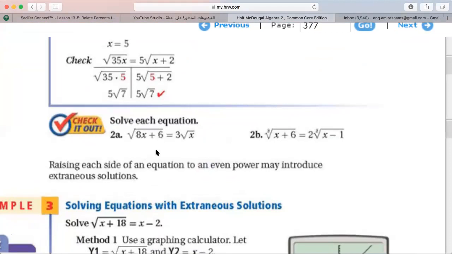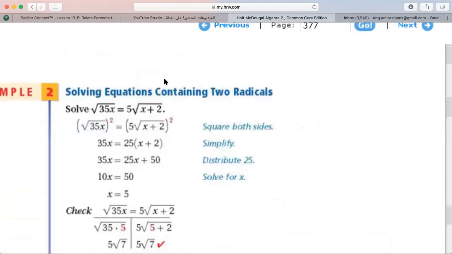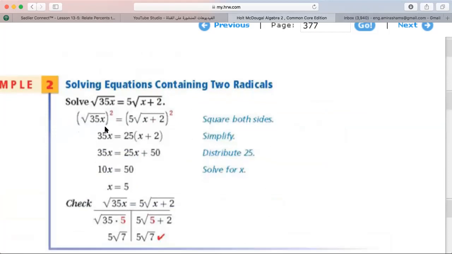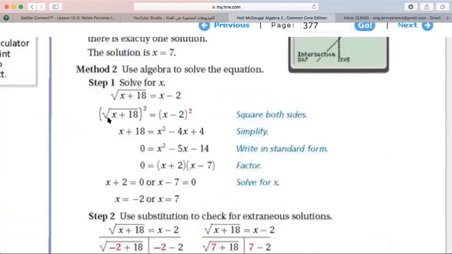Okay, focus on this part. I will square it because the index here is 2. So I will raise it to the power of 2. And here also, they wrote here square both sides because here the index is 2. So here I'm going to do the same.